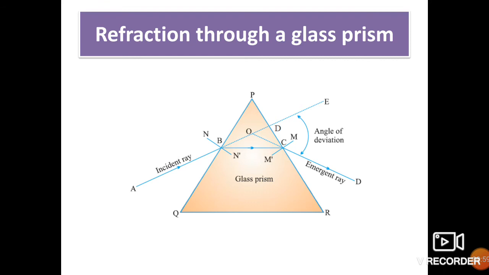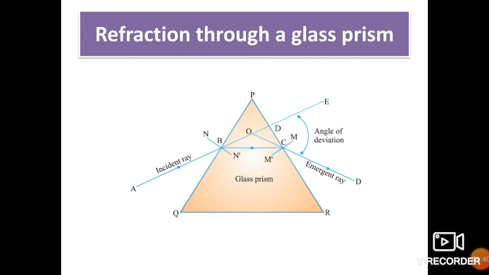Refraction through a glass prism. Here you can see one incident ray is coming, and after touching the surface PQ, it is refracted. After refraction it is going along BC. That BC will touch the other surface, and from there it is again refracted and comes out as the emergent ray CD. The incident ray is AB, and after refraction it goes as BC and comes out of the prism as CD, that is the emergent ray.